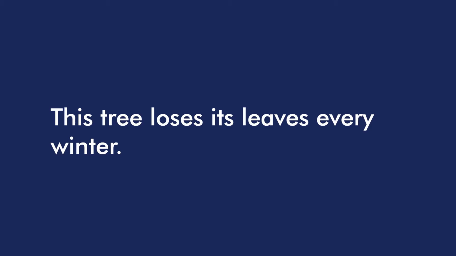This tree loses its leaves every winter. Here, the action is the simple verb loses. What is losing something? The tree. That's the subject. What is the tree losing? Its leaves. That's the direct object.